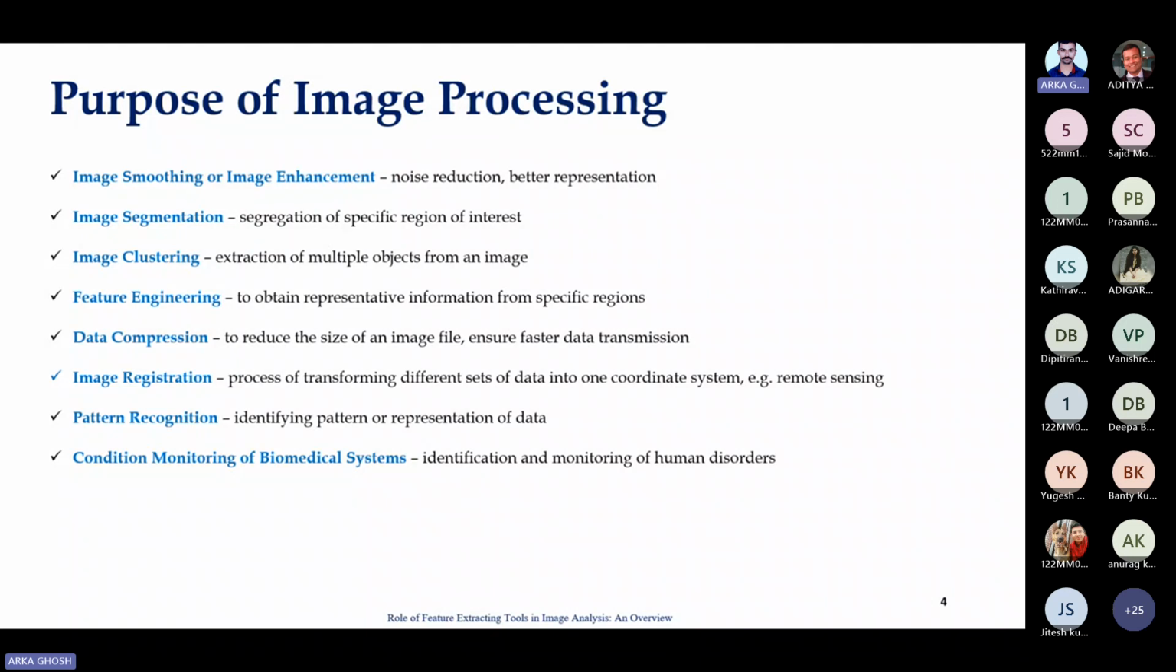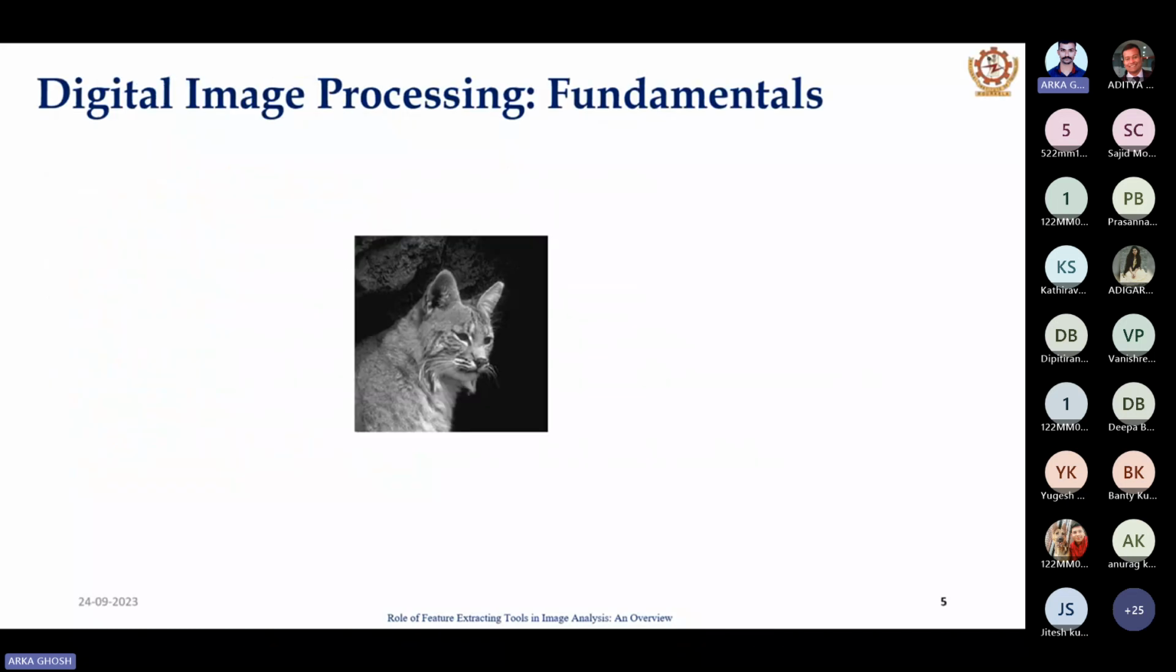Similarly, image registration, pattern recognition, and one application is biomedical systems, condition monitoring of biomedical systems, right? So these are the purposes of image processing. Now, what is a digital image? A digital image is nothing but a two-dimensional signal. In that image, the fundamental element is called the pixel, right? A pixel depicts the intensity of that region at that particular location of the image.